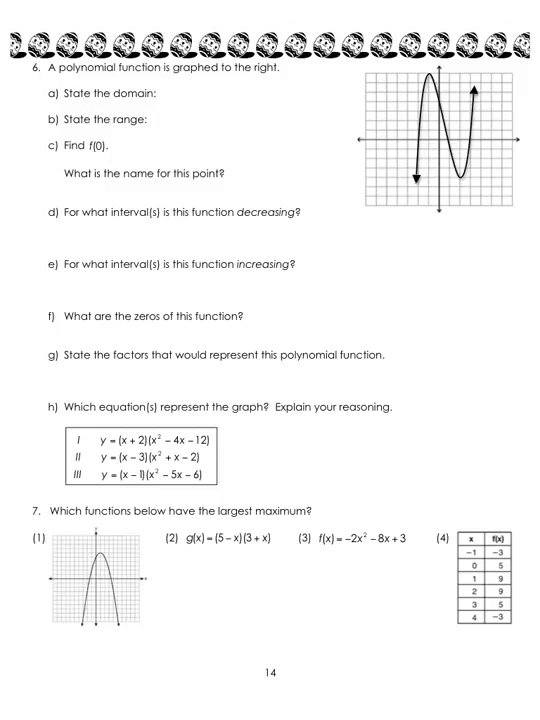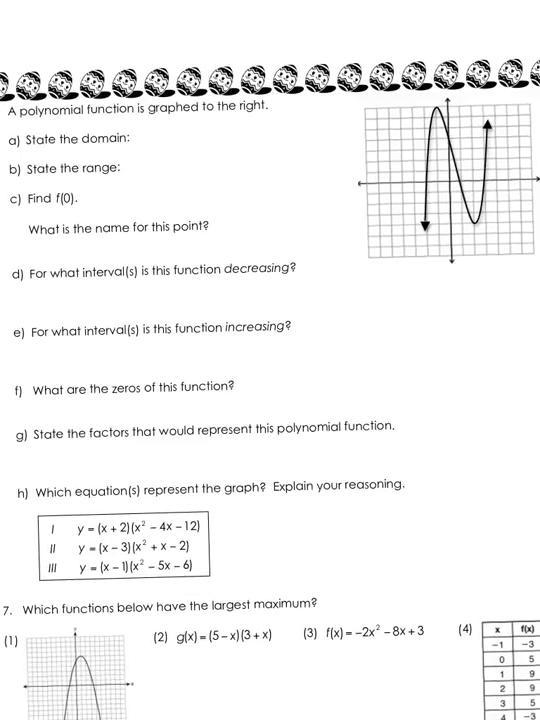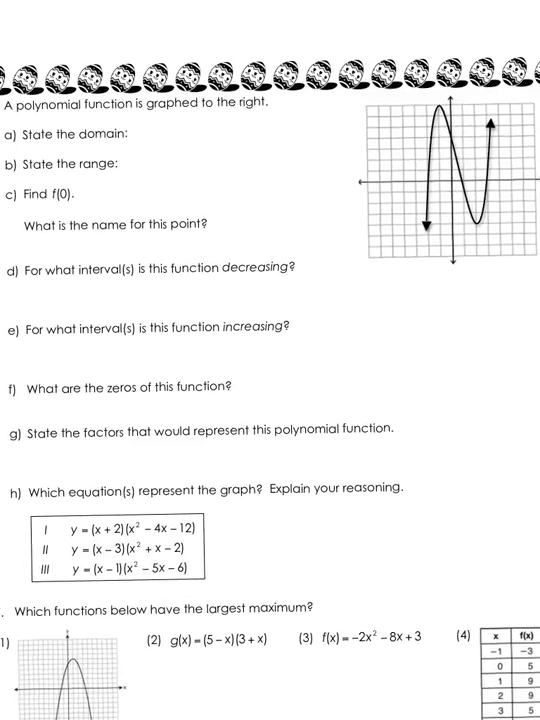Okay, we're on page 14 now. Number 6 says, let me zoom in a little bit here. Polynomial function is graphed to the right. State the domain. Domain is the x values. That's how far left and how far right this thing goes. I definitely see an arrow here and an arrow here. Yes, it's pointing down, but it's also going left. Okay, and yes, it's pointing up, but it's also going right. It's going left and right forever. So my answer for the domain, I like to put a D in front just to signify domain, is negative infinity to positive infinity.